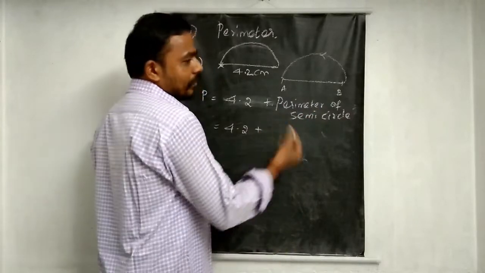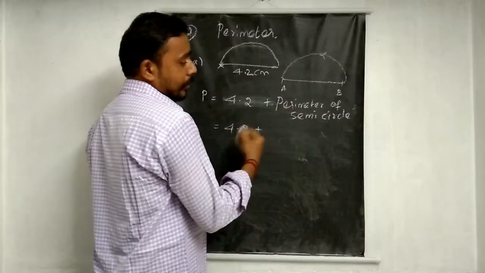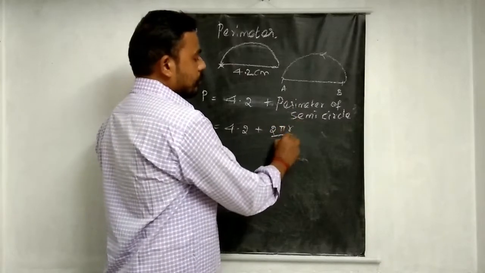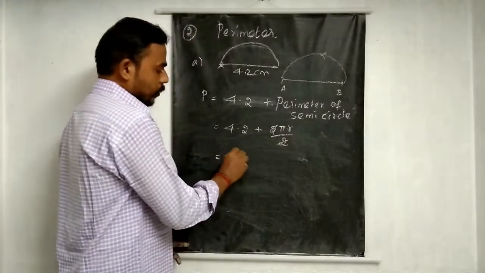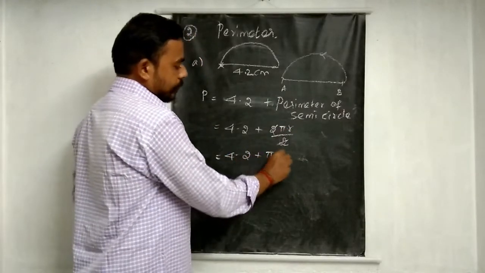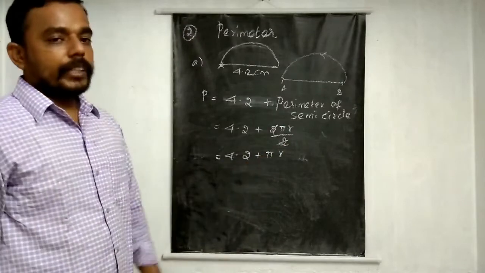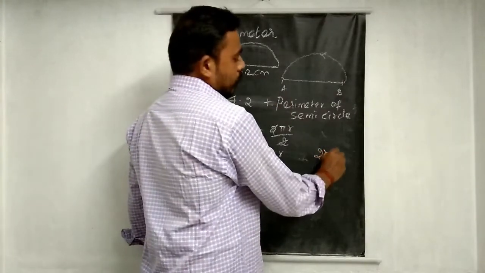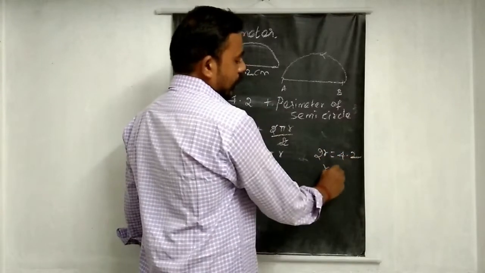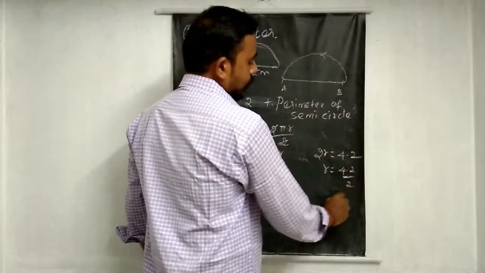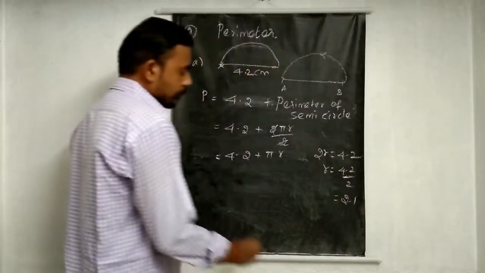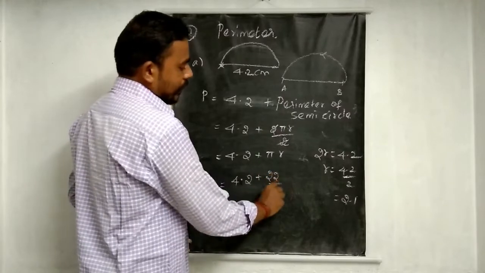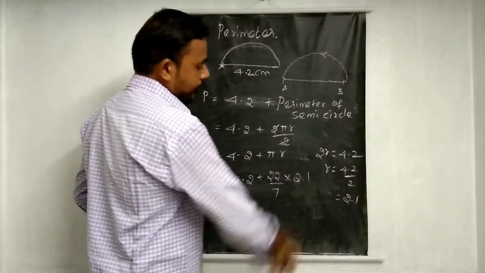What is the circumference? Perimeter and circumference are both equal. For the semicircle, 2 pi r divided by 2, the 2 we can cancel. So 4.2 plus pi r. Pi is 22 divided by 7. What is our r value? Diameter 2r equals 4.2, so r equals 4.2 divided by 2, that is 2.1. So 4.2 plus 22 divided by 7 into r value 2.1.